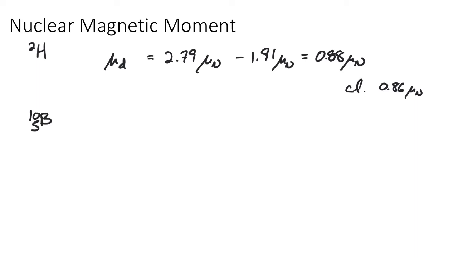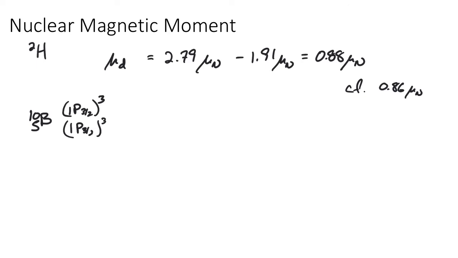Boron has 5 protons, so this is 5 protons and 5 neutrons. So this is 1p 3/2, 1p 3/2, 3 of each of these. So one unpaired p 3/2 state. P means L equals 1, and so there's one unpaired proton in an L equals 1 state.